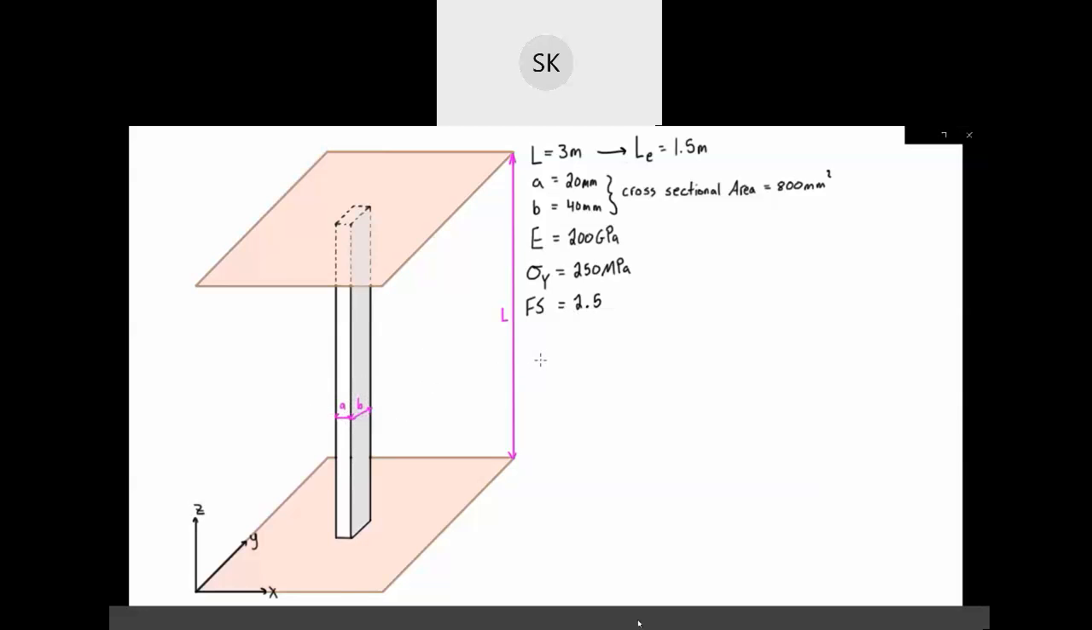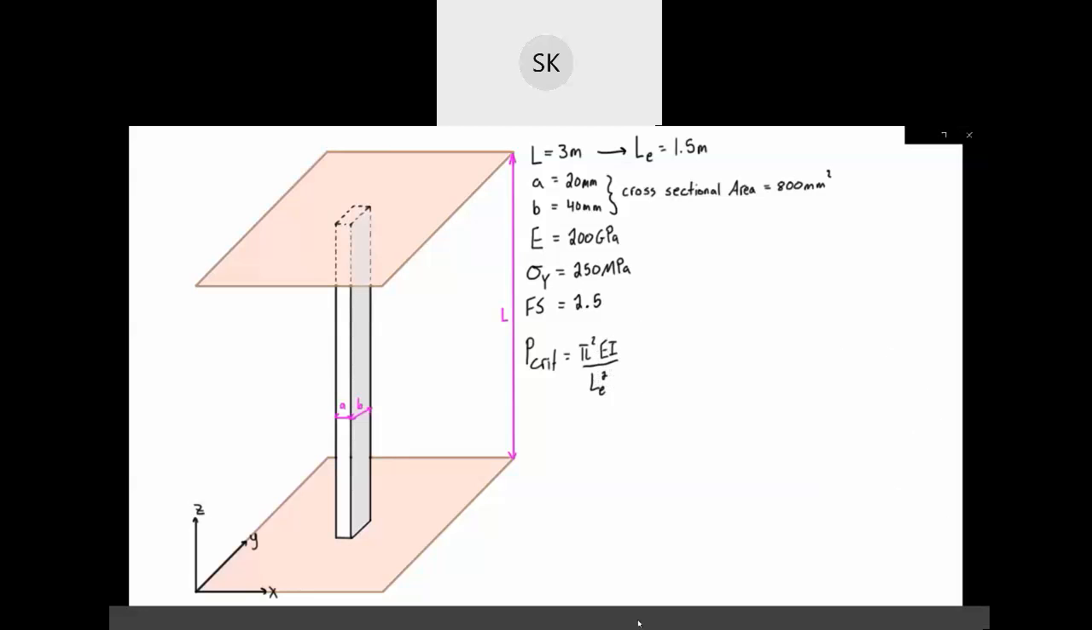Alright, the formula we need to use, just like the last couple of videos, is P critical equal to pi squared EI over LE squared, the effective length squared.